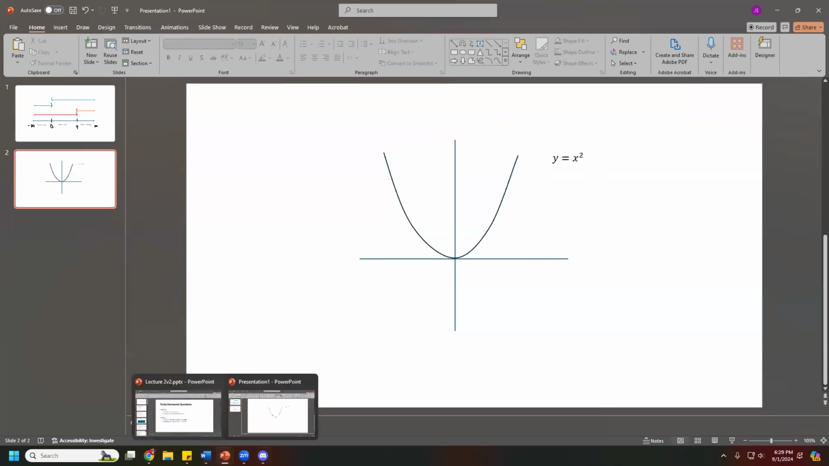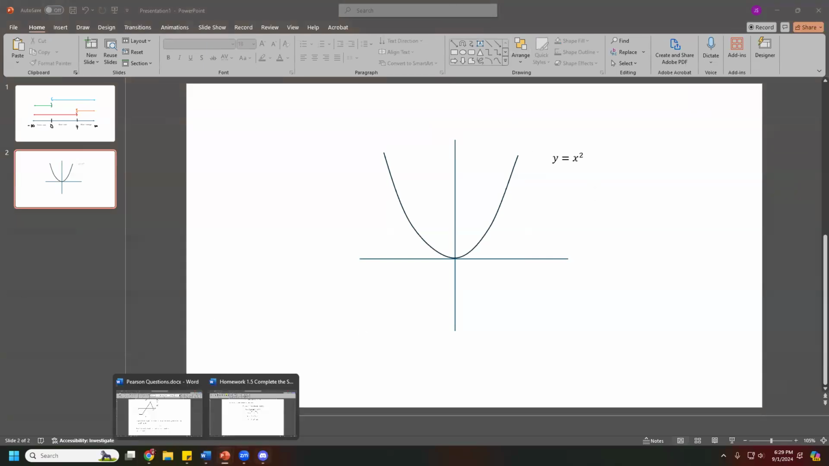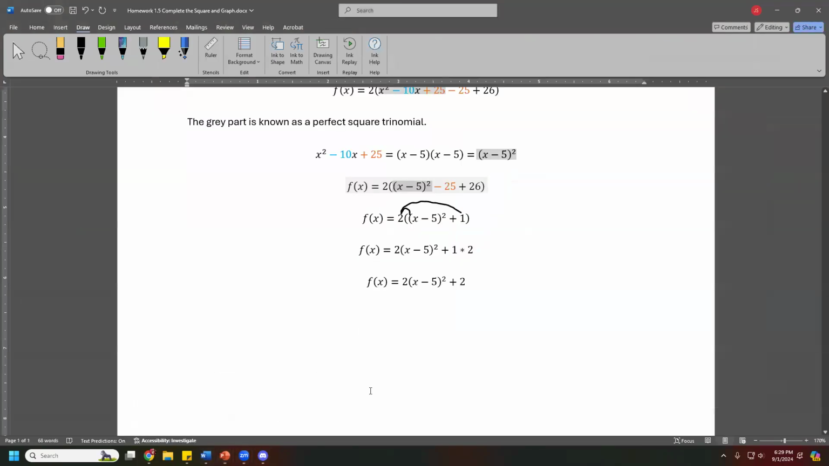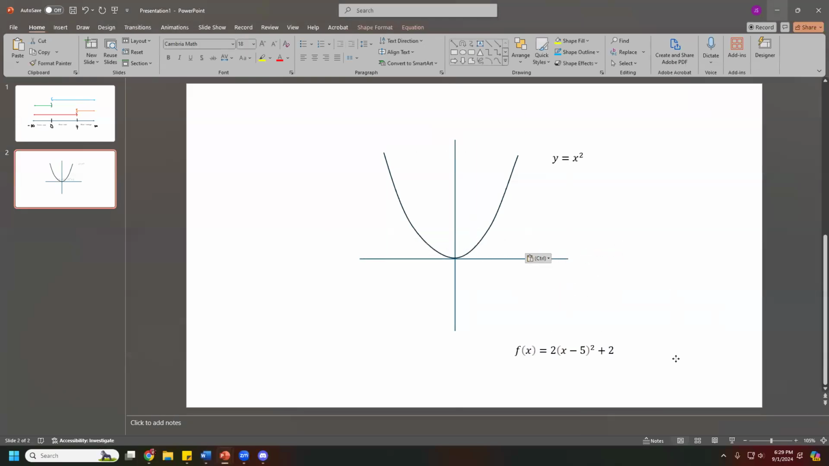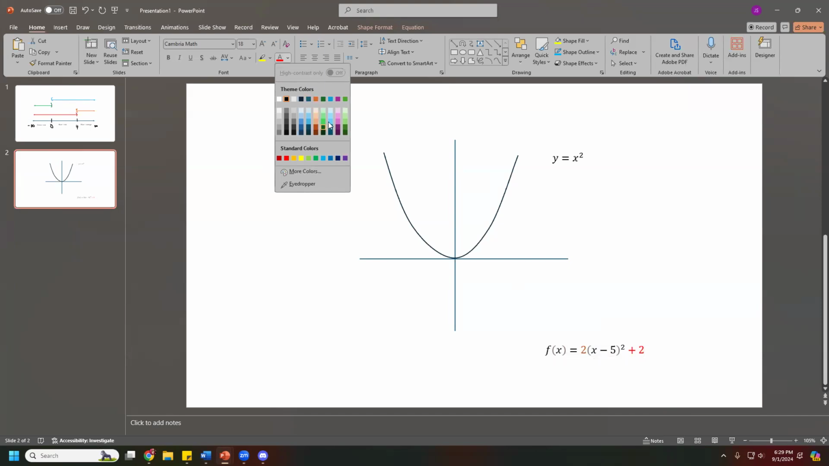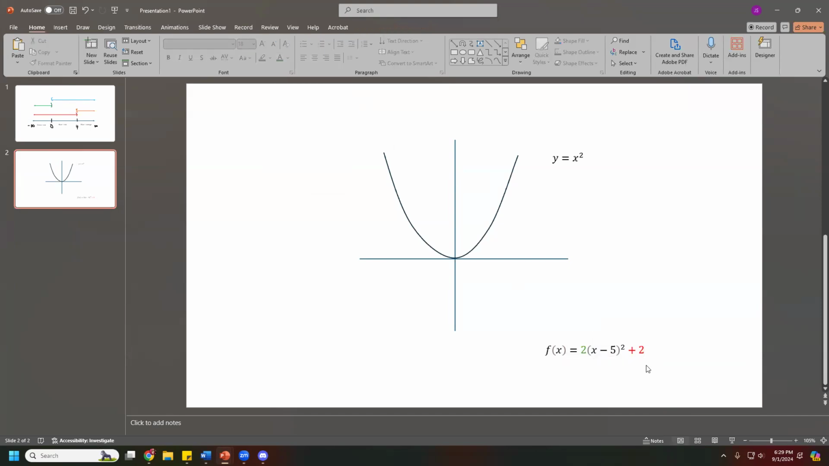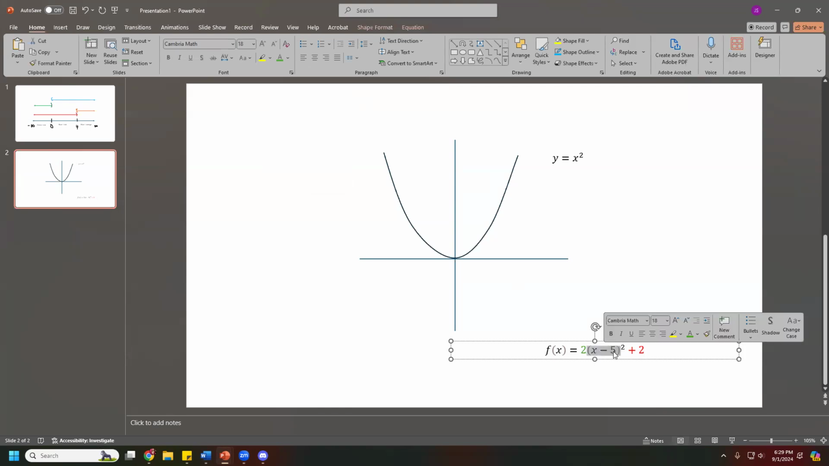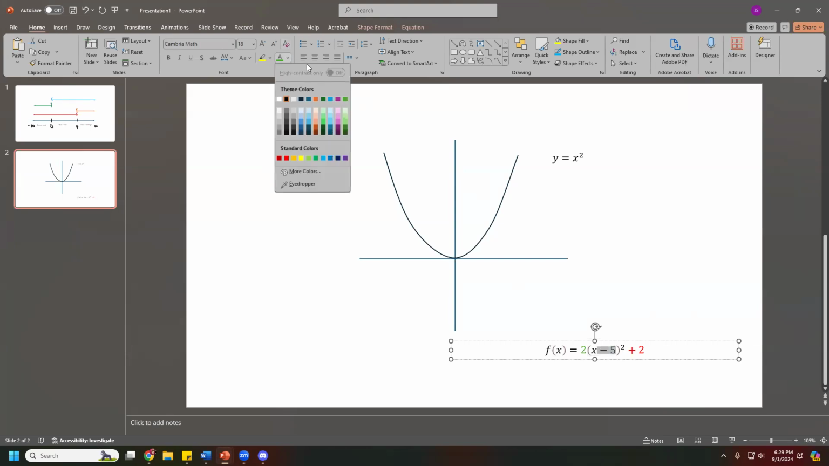So now what I want to do is graph this new guy that I have. Let me grab that. There it is. So now I want to graph this new guy. And here he is. This is the new guy right here. So first thing I need to do is identify what transformations have happened. So this plus 2 at the end, this is a shift up. This 2 in the front here, I'm going to color code this green, that is a vertical stretch. And this -5 over here, this is going to be a shift to the right.